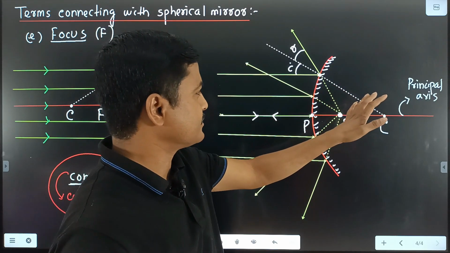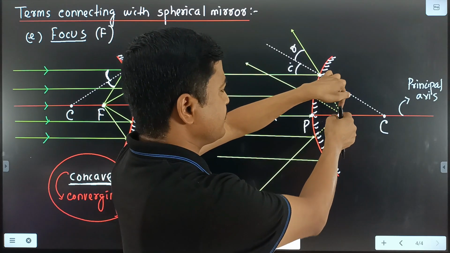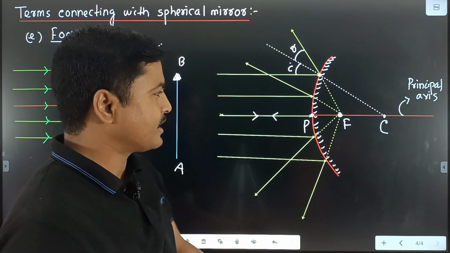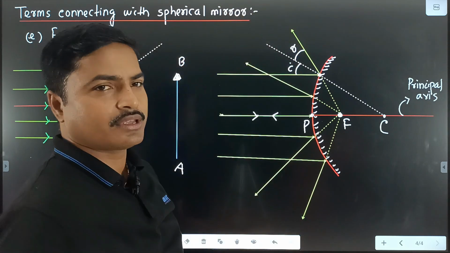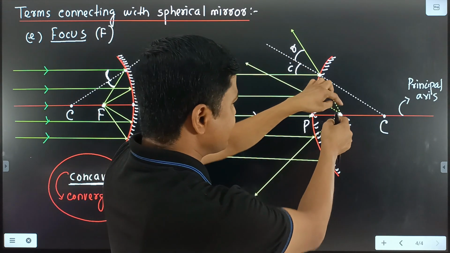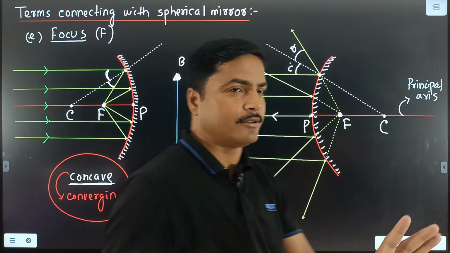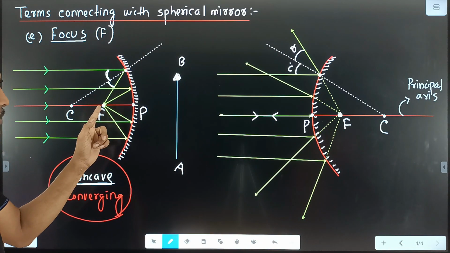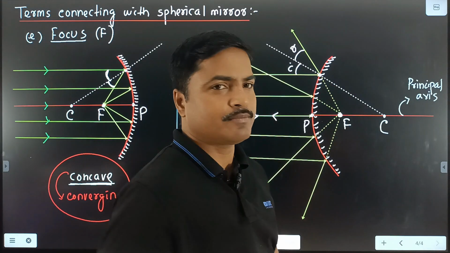Clear? In this case, all the reflected rays appear to meet at this point. Or you can also write that all the reflected rays appear to come from point F. So this focus is not a real one, but the focus of the concave mirror is a real one, because the rays actually meet at this point, whereas here they only appear to meet.